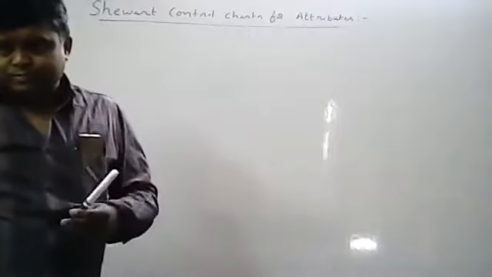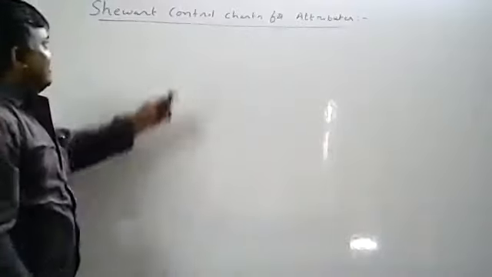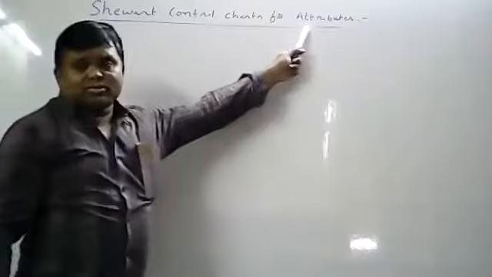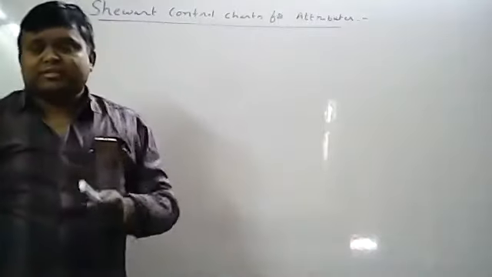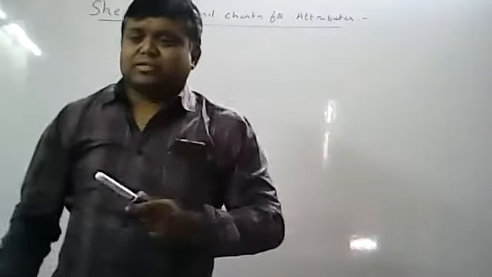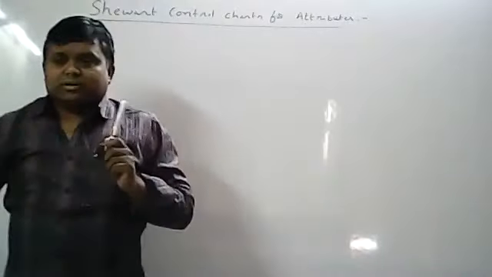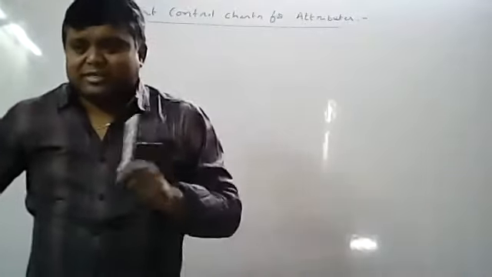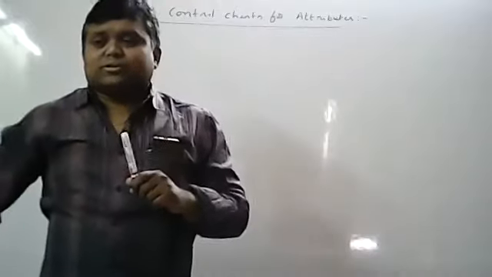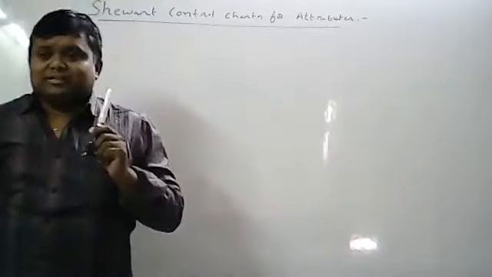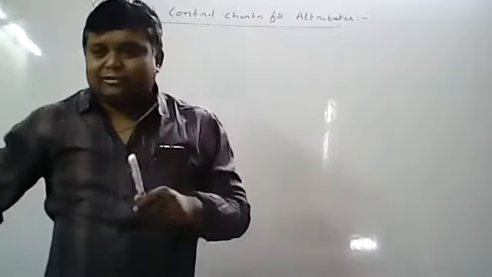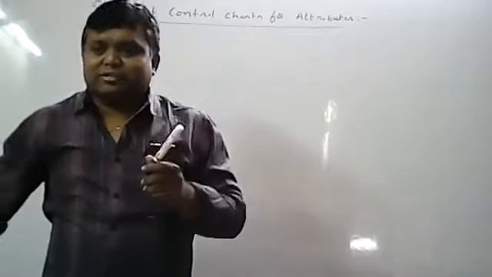So today we'll discuss Shewhart control charts for attributes. Previously we finished Shewhart control charts for variables. In that we finished the mean chart, range chart, and S chart. Those charts come under measures of central tendency and dispersion. Measures of central tendency and dispersion mean it is quantitative data, so for quantitative data, measurements are required.